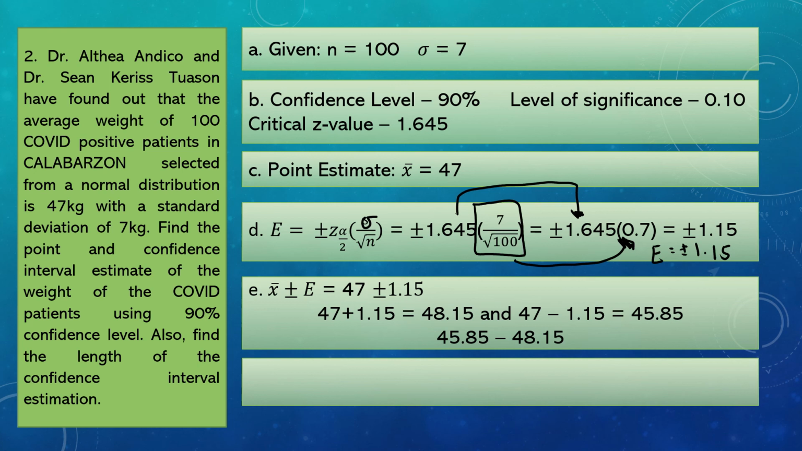Now, to find the length of confidence interval, you will just simply substitute the value of E to the formula LCI is equal to 2E. So, instead of writing E, we will be writing 1.15. So, 2 times 1.15, we already know that your length of confidence interval estimation is equal to 2.30.